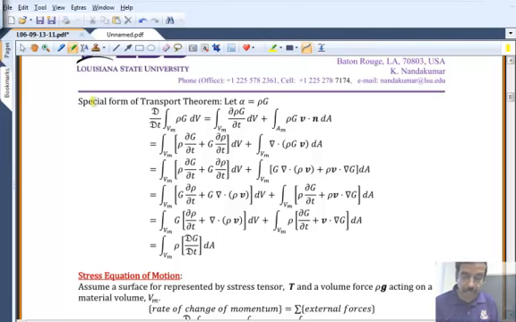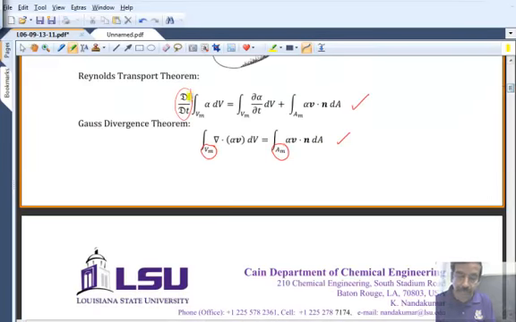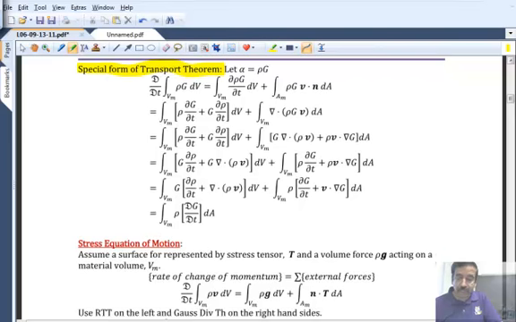The first thing I want to do today in continuing to develop the momentum equation is develop something called the special form of the transport theorem. The transport theorem, if you recall from the previous page, is the one that allows you to relate the Lagrangian derivative of an integral quantity to the integral of the Eulerian derivatives, and the surface and the volume. So this is valid for any general alpha. But what I'm going to do now is apply it to a very special case called the special form of the transport theorem by taking the general one.